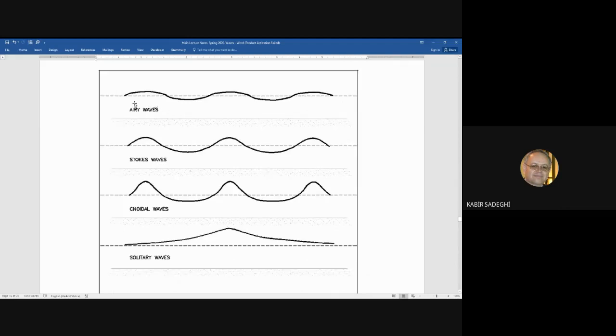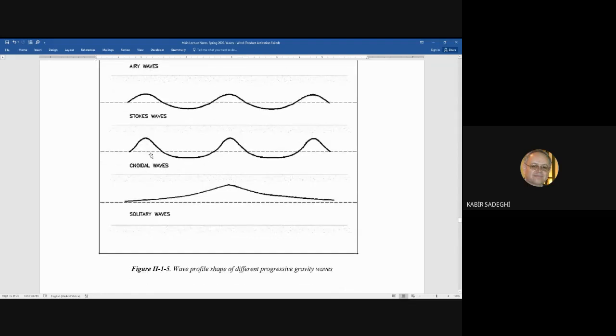Remember, the shape of Airy wave theory is sinusoidal. For Stokes, as I mentioned, we have a higher value at the crest relative to the sea level and a lower value at the trough. It is more than H over 2 at the crest and less than H over 2 at the trough. We have some tables and graphs to calculate this. And cnoidal wave theory looks like this.